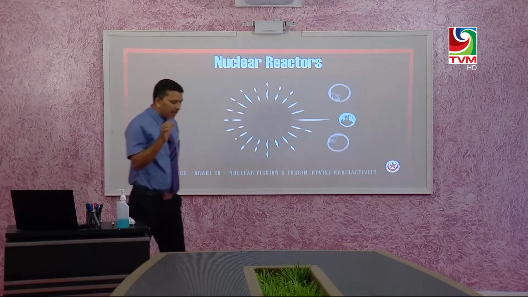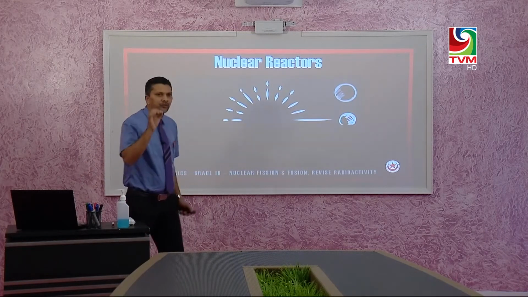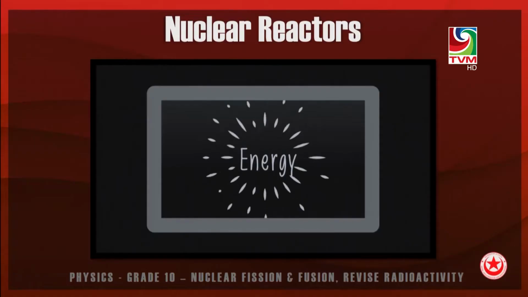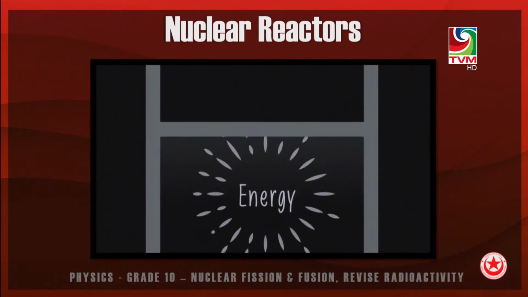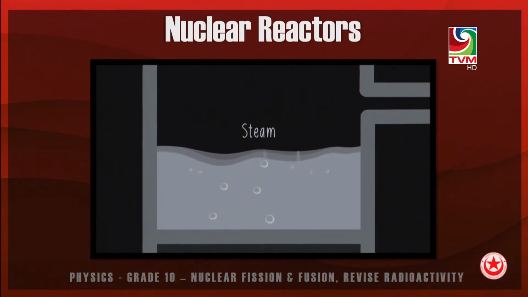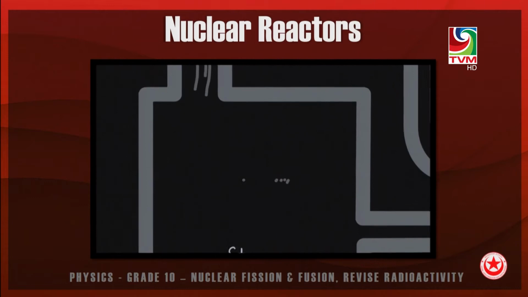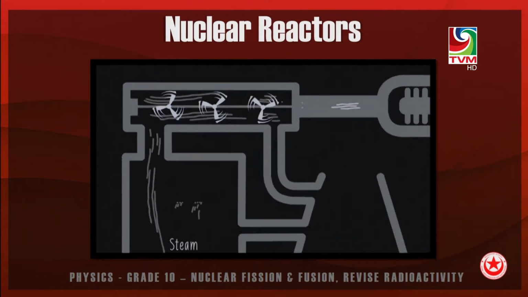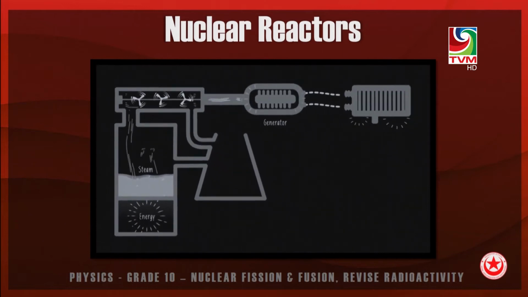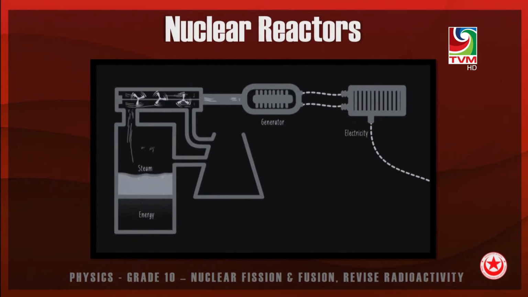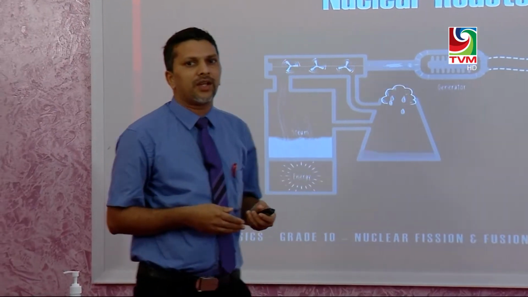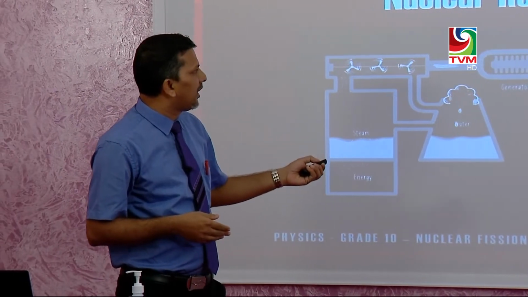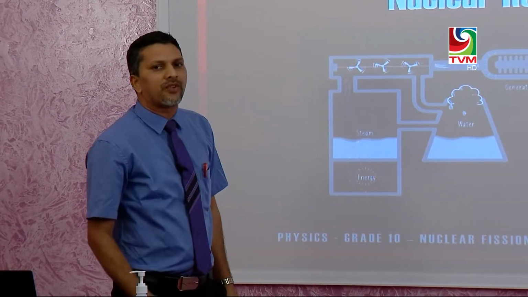And the nuclear fission process is used in nuclear reactors. Nuclear reactors, we know, are used to produce electrical energy, electricity. So now we can check how this process goes on in nuclear reactors.